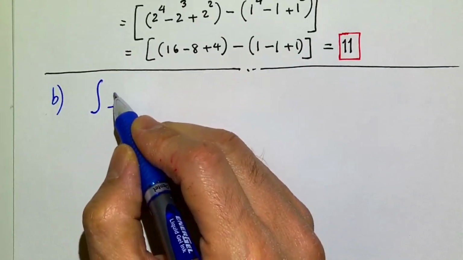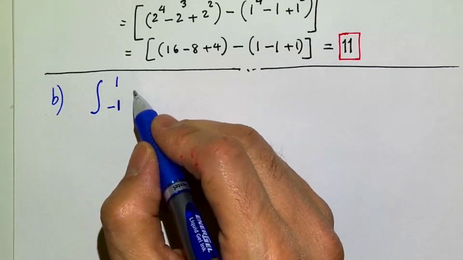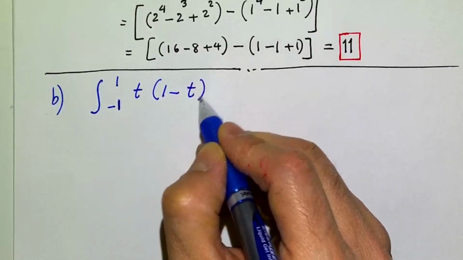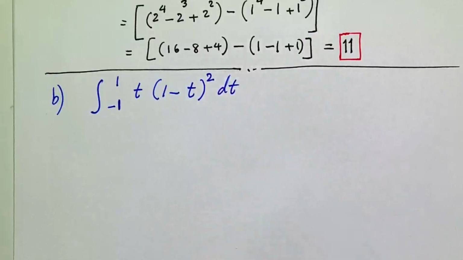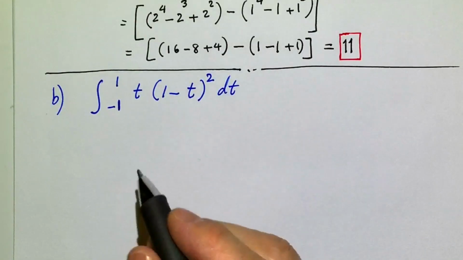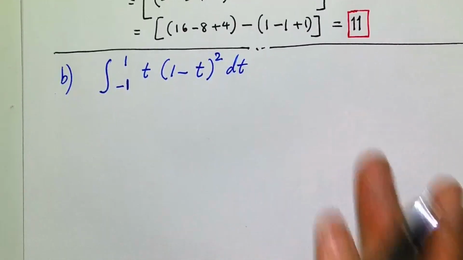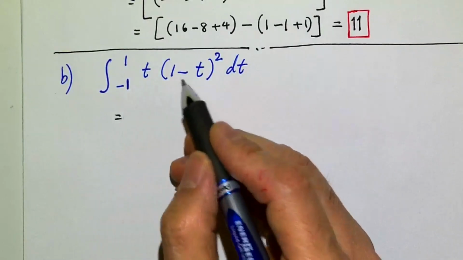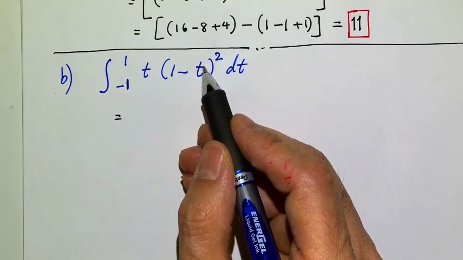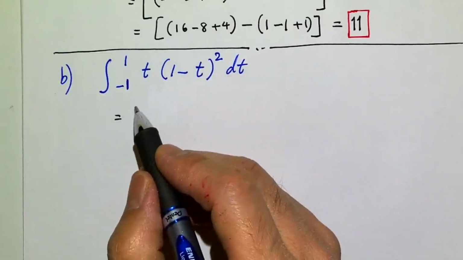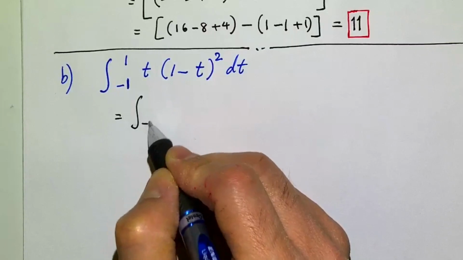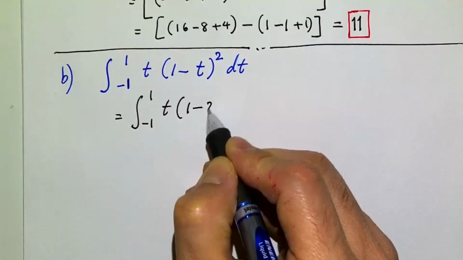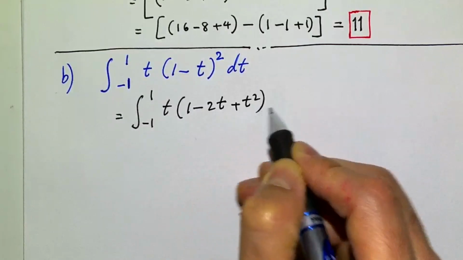write down the example. The integral from -1 to 1 of t times (1 minus t) squared dt. Okay? So I'm assuming that you've already solved this and you're back. So the first thing I would do is just expand this binomial squared so we can then distribute and make it easier for ourselves. So we have the integral from -1 to 1 of t times (1 minus 2t plus t squared) dt.